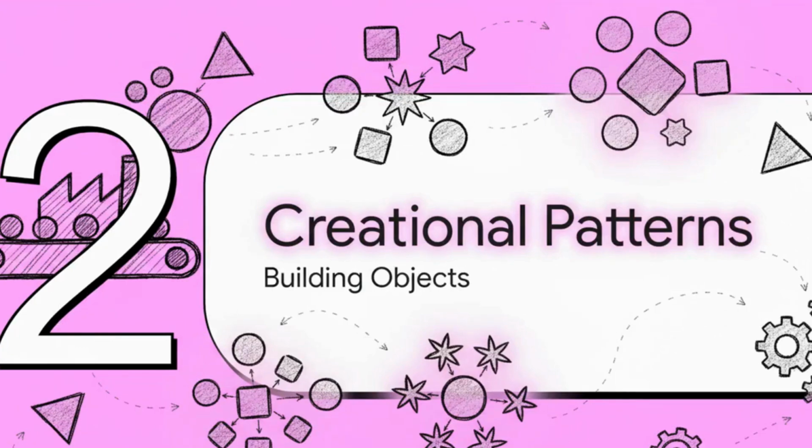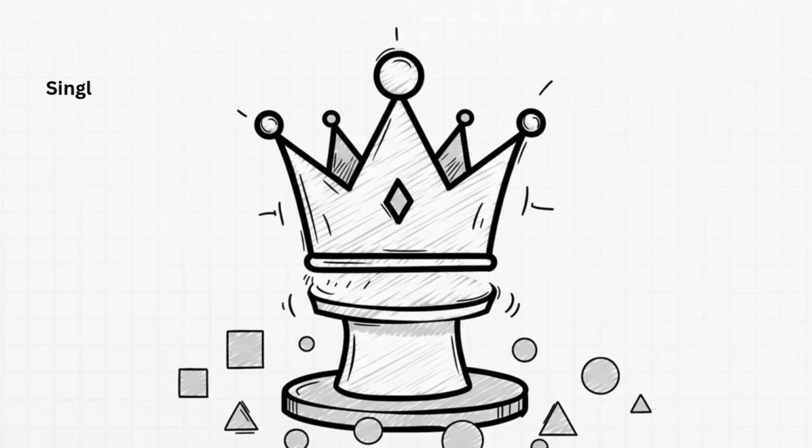Moving right along to Section 2, creational patterns, focusing on building objects efficiently. First up in the toolkit is the singleton pattern. Honestly, just think of this exactly like a country's prime minister. A country doesn't have 5 prime ministers running around, right? It has exactly 1. The singleton pattern strictly enforces that only one single instance of a class is ever created in your entire Java application. This is absolutely perfect for things where duplicates would just cause total chaos, like database connections, loggers, or configuration managers.